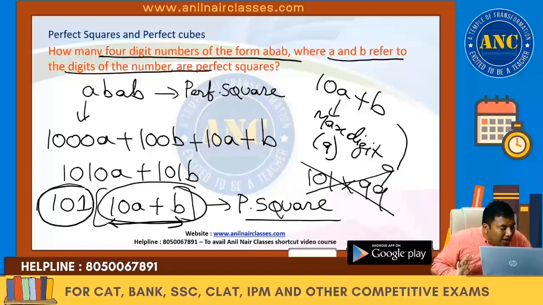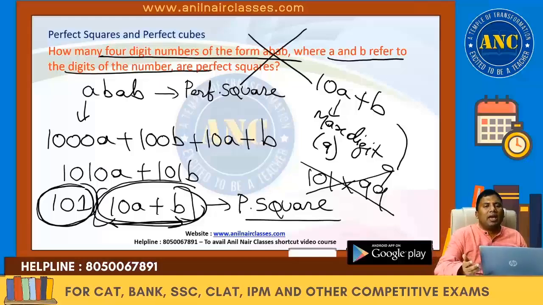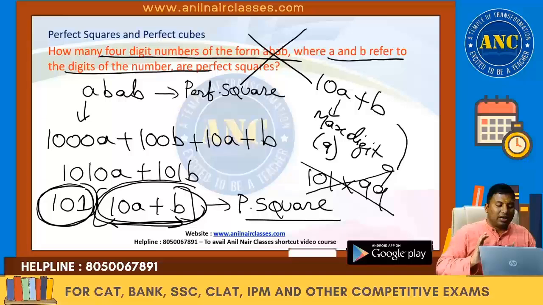When 101 is outside, the number inside should give you another 101. Then only it will become 101 square. If it becomes 101 square, then only it is a perfect square. Inside cannot give you 101. Why? Because a and b are digits. The maximum value a digit can take is 9. 10 into 9 plus 9 is 99. Beautiful question. None of the numbers which are of the form AB can be a perfect square. Idea clear? I hope it is clear.